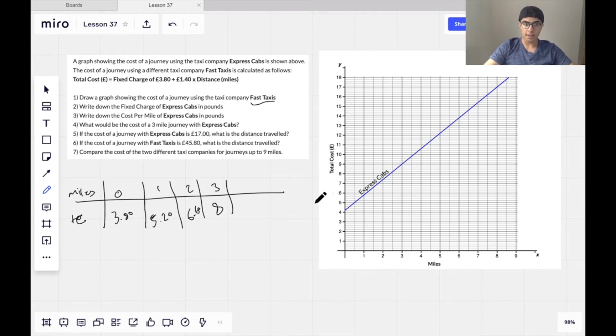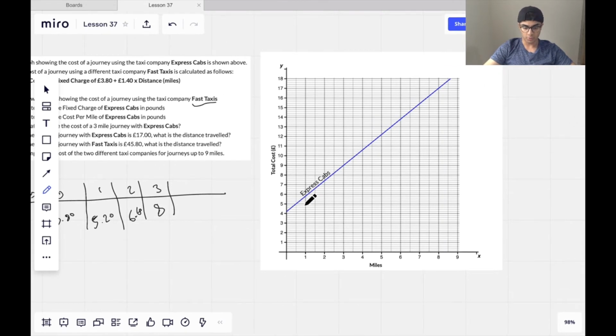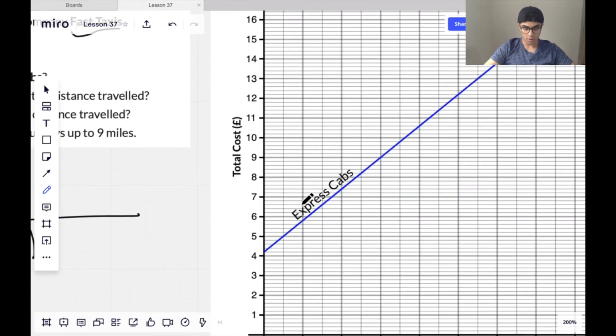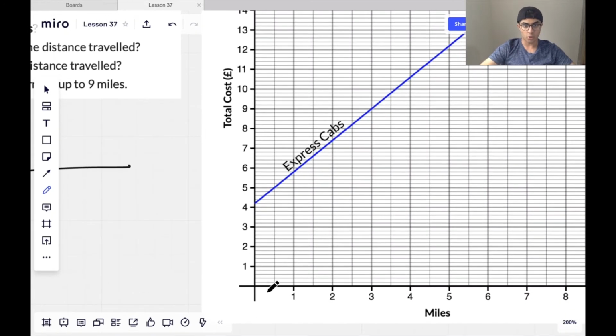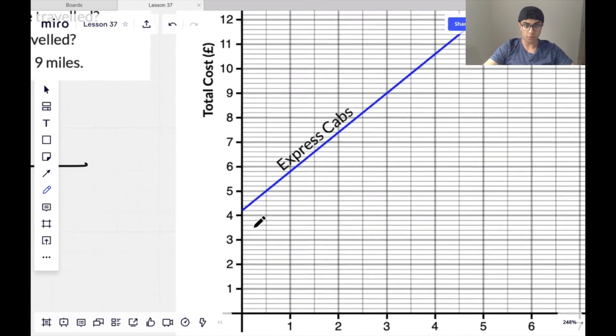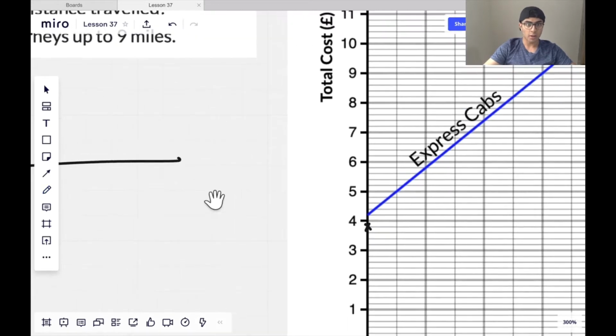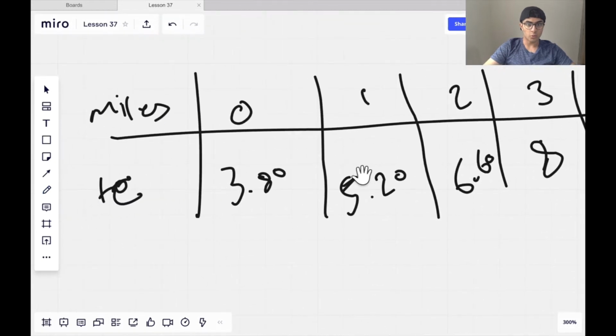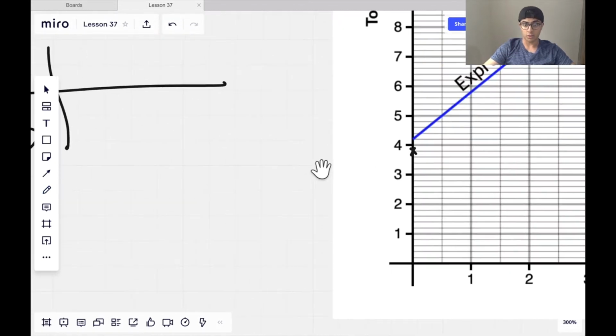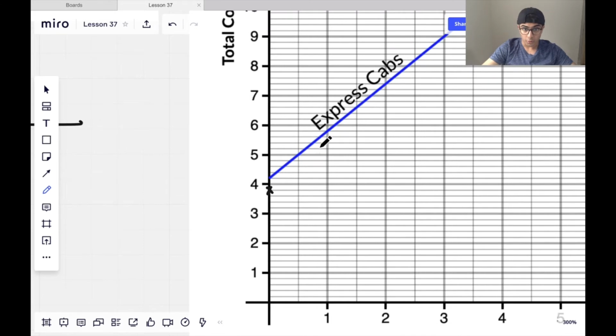That can continue so forth. Now I've got a few values, so let me try plotting this. I'll zoom in a bit here. When we've traveled 0 miles, it's going to be 3.80, so that's right there. And then when it was 1 mile, it's 5.20. So let's go to 1, and we go up to 5.20, which is right there.